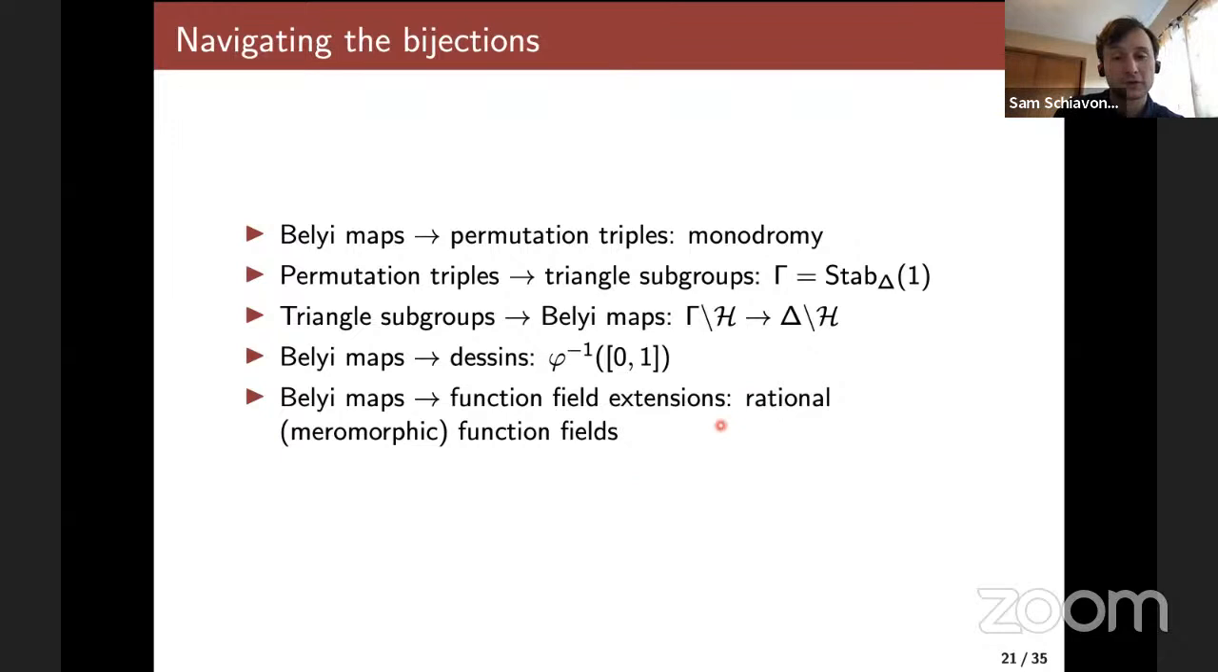And finally, for the function field fans in the room, there's this standard correspondence between rational maps between curves and extensions of function fields. So if you have a rational map of curves, you get a corresponding extension of function fields, so the field of rational functions on the curves.